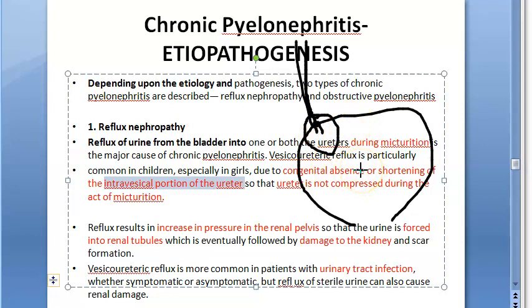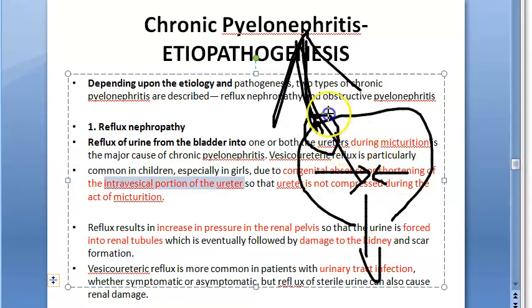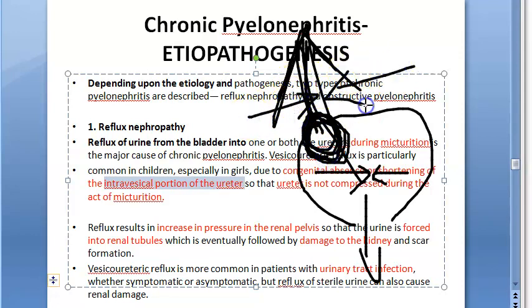Because of this, what happens? During the act of micturition, the ureter is not compressed. When it is not compressed, the urine will have a backflow. During micturition, when the person is trying to contract the bladder so that he can urinate, instead the urine is going back towards the kidney. This is because the intravesical portion of the ureter is very small, or it is completely absent. So the ureter is not getting compressed. It had to get compressed, but it is not. Instead, it is open and it is allowing the urine to go back. So this is the reflux nephropathy which is causing pyelonephritis.